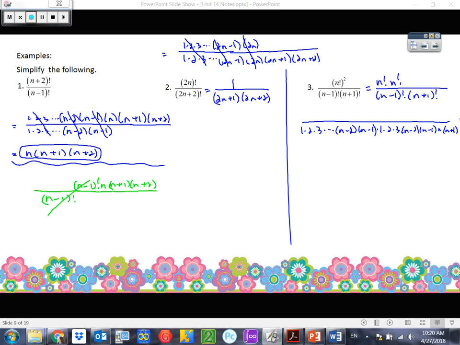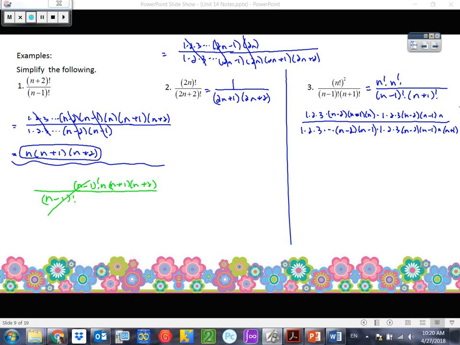Okay, so in the numerator, I'm going to expand these to the n minus 2. So 1 times 2 times 3 times n minus 2, n minus 1, n times 1 times 2 times 3, n minus 2, n minus 1, n. Whew. Okay? It's a lot of expansion, isn't it?